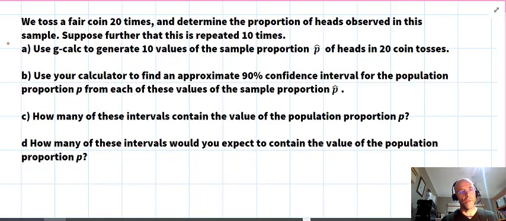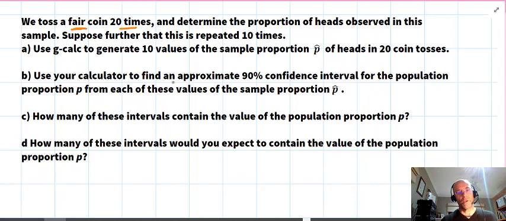Okay, so the idea of this is centered around this activity here, and we toss a fair coin. It's fair. We're going to toss it 20 times. We're going to determine the proportion of heads observed in this sample, and suppose this is repeated 10 times. Okay, let's say it's 10 times in total. So we're going to generate 10 values of the sample proportion p hat of heads in 20 coin tosses.